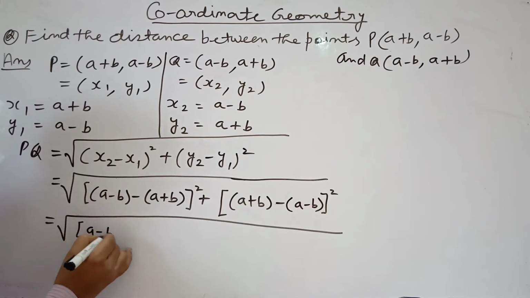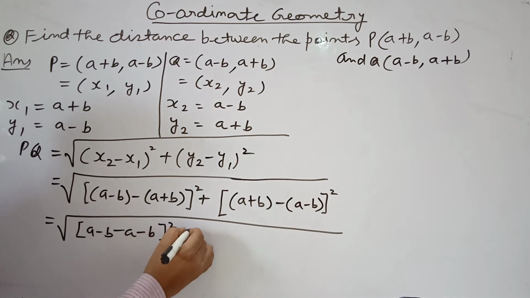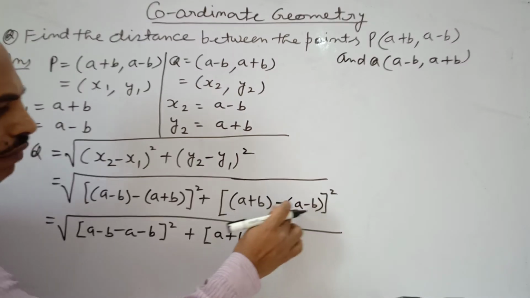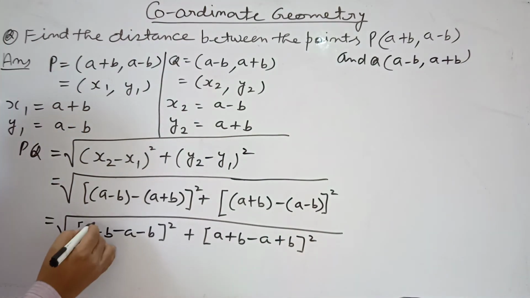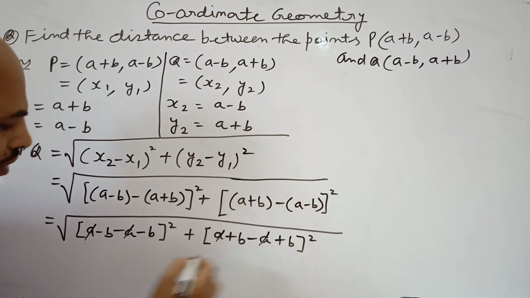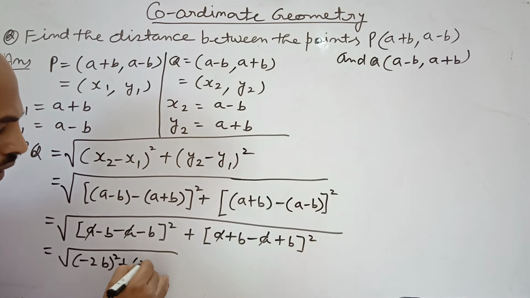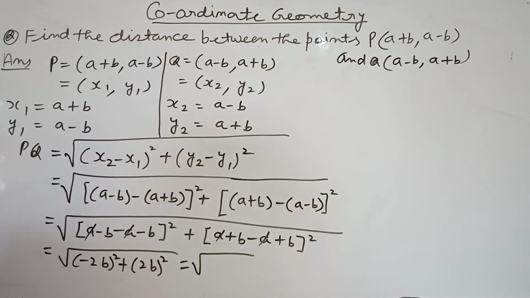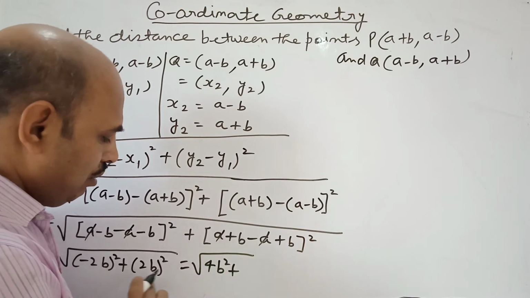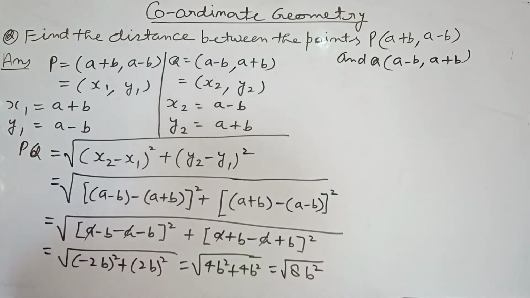Square root of (a minus b minus (a plus b)) whole square plus (a plus b minus (a minus b)) whole square. a will cancel, minus a will cancel, minus b minus b is minus 2b whole square, plus b plus b is 2b whole square, which is equal to the square root of 4b square plus 4b square, which is equal to the square root of 8b square.